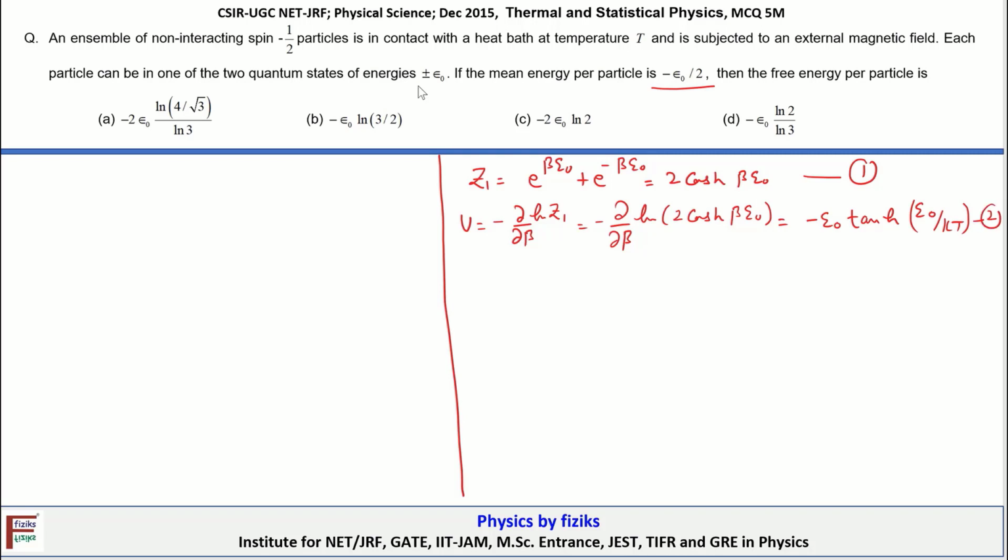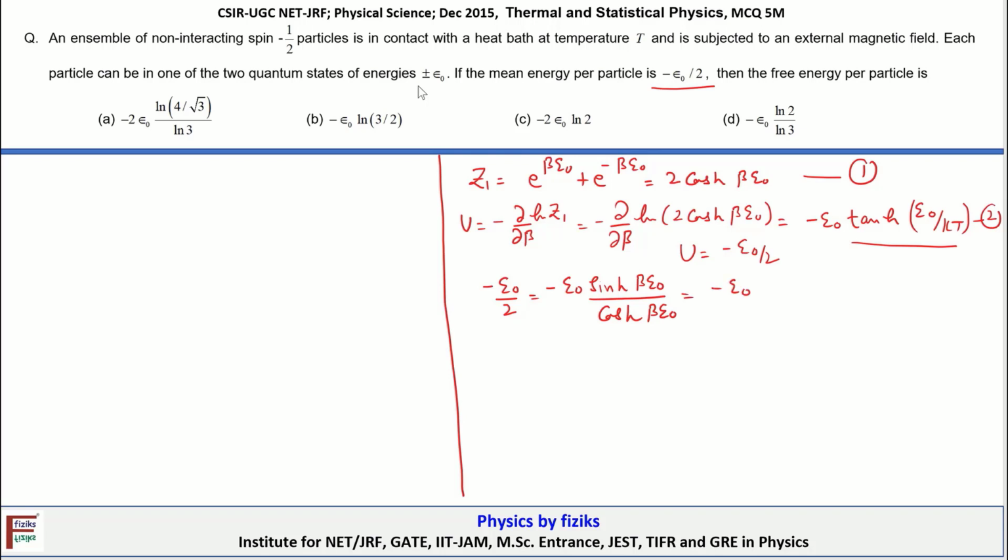Now it's given that the average energy U is equal to minus E naught by 2. So from here we can conclude that minus E naught by 2 is equal to minus E naught tanh(E naught by kT). This can be written as sinh(beta E naught) upon cosh(beta E naught), and this is equal to minus E naught.